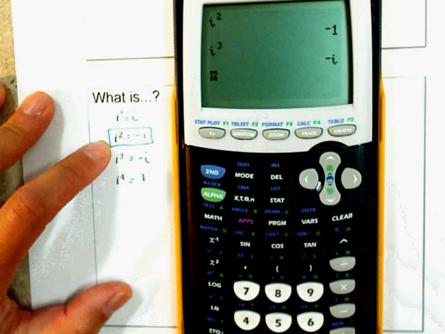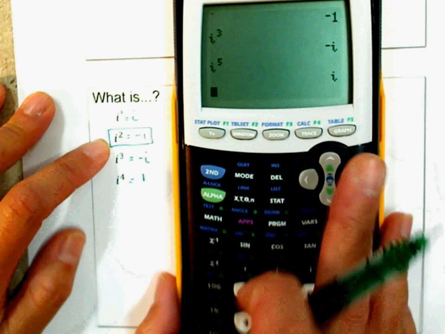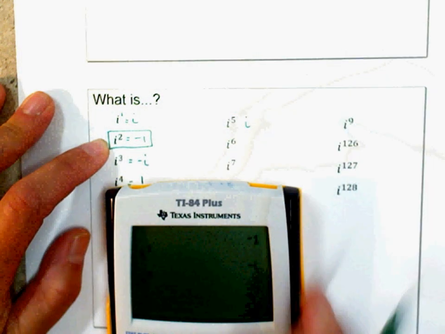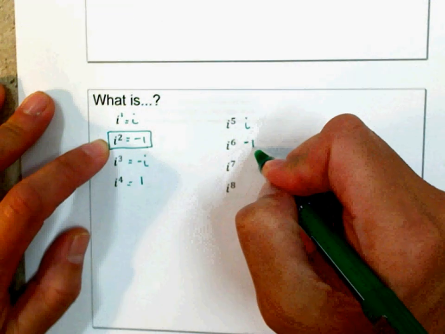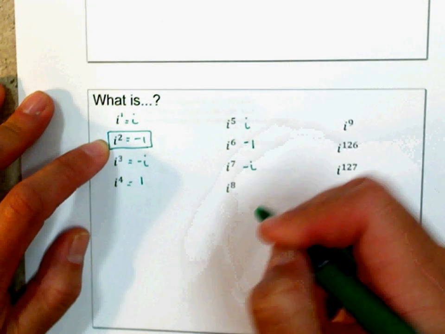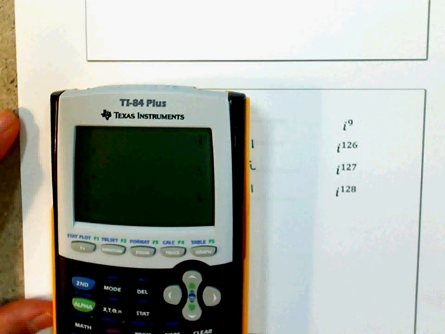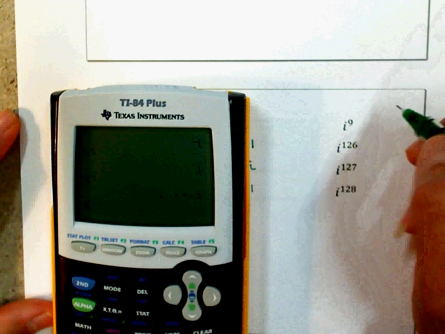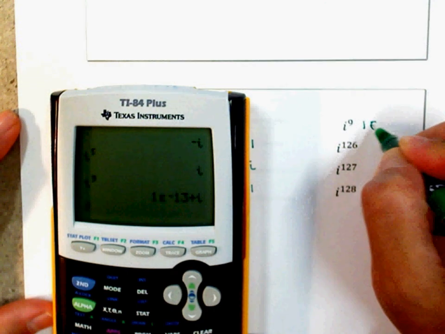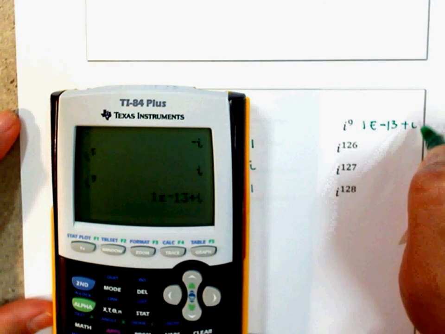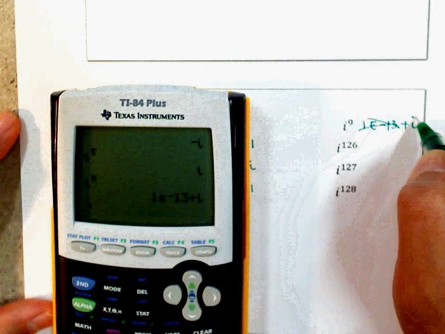What is i raised to the fifth? i to the sixth, negative 1, i to the 7th, negative i, i to the 8th, 1. Do you guys see a pattern? Let's look at i raised to the 9th. It comes out to be 1. The answer is i; ignore the tiny e negative 13 part.